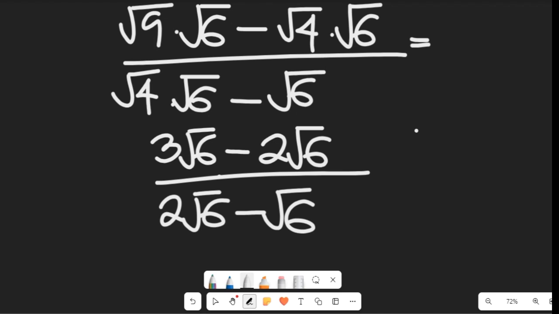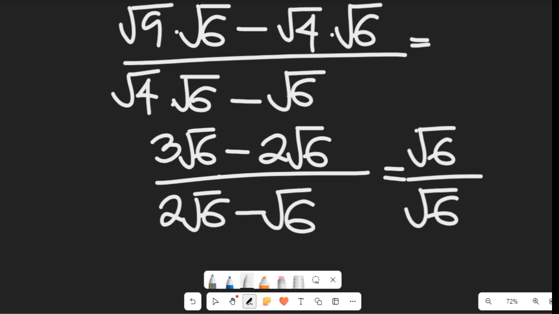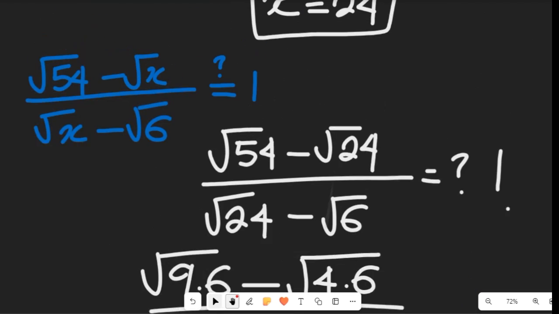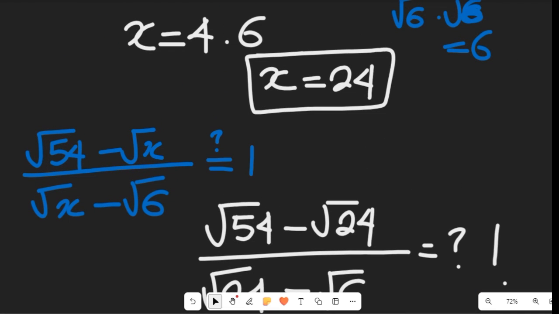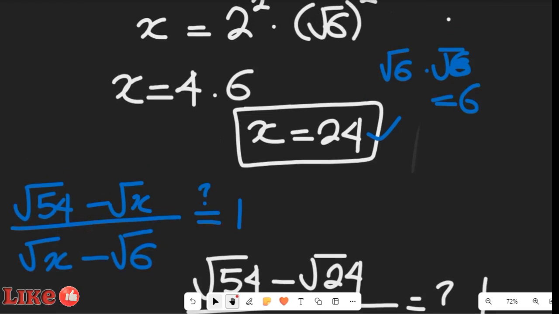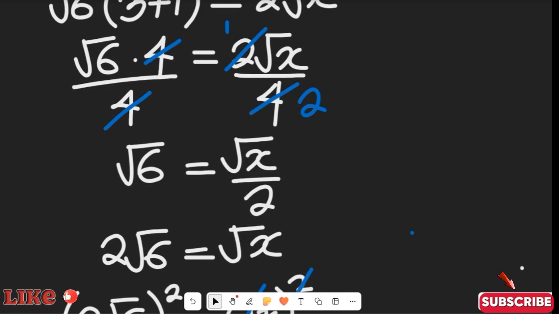Having the same root, we can subtract, and this is going to give us what? Square root of 6 divided by the square root of 6. 2 minus 1 is what? Is 1. And once this clears, our result should be equal to 1, which is the value on the right hand side. That shows that the value x equal to 24 is the correct answer to that expression given to us up there.